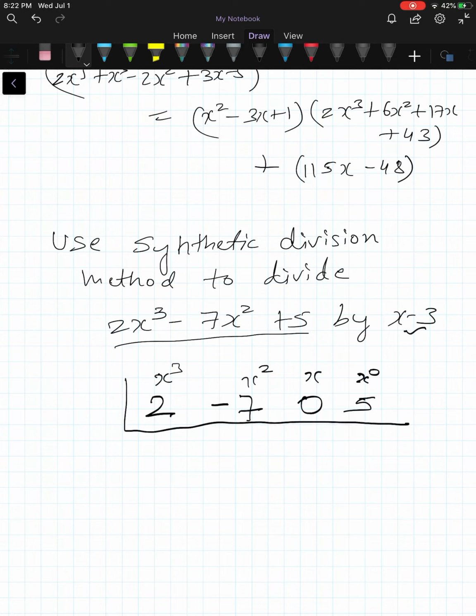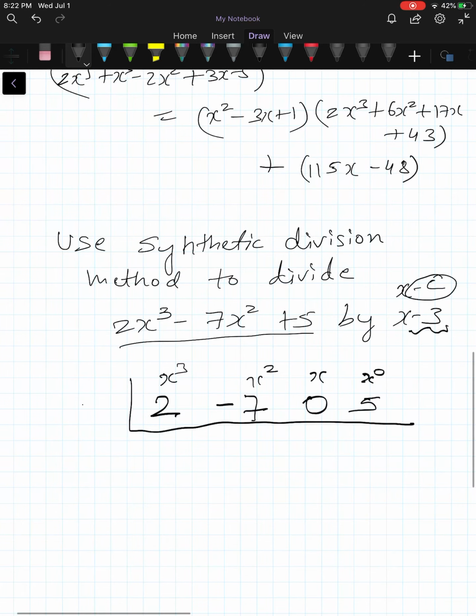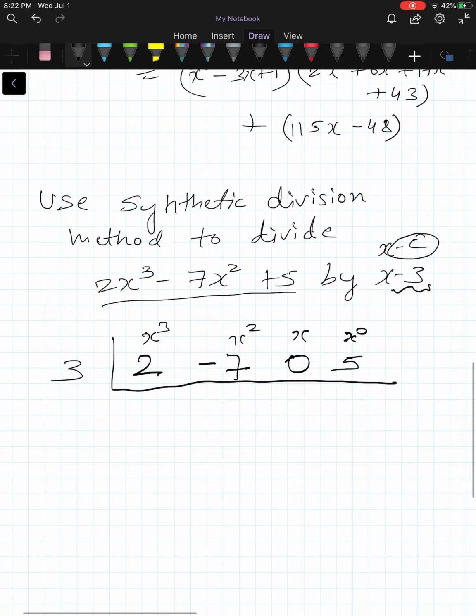Okay, so then which is the constant in x minus 3? That is 3. So this is of the form x minus c. So you have to take this c value and put it up here. Then draw a line horizontally, leaving some gap in between, below the top row.